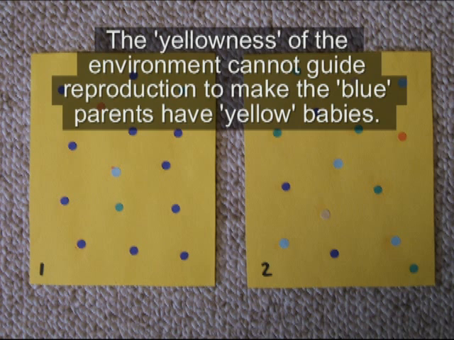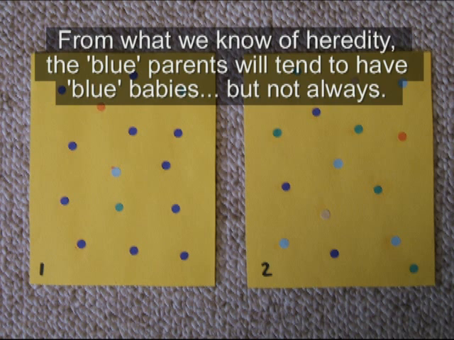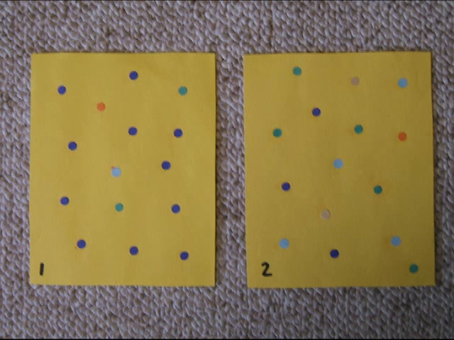The yellowness of the environment cannot guide reproduction to make the blue parents have yellow babies. From what we know of heredity, the blue parents will tend to have blue babies, but not always. If the blue parents happen to have a yellow baby, that offspring will have an advantage.